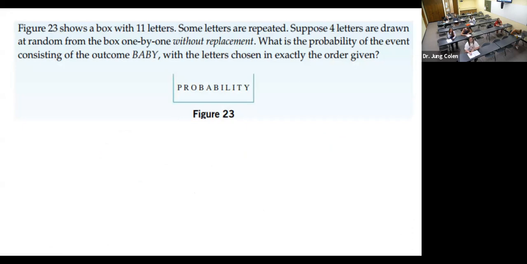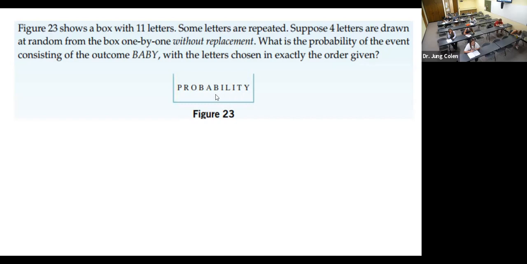Here is a shoebox, and I put 11 letters: PROBABILITY. Okay. Some letters are repeated, like B. I see B here and there. What else? I. And 2 I's. Anything else?